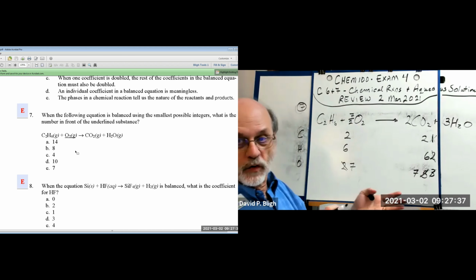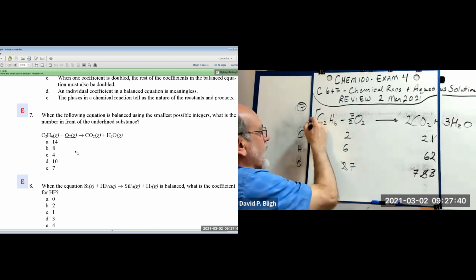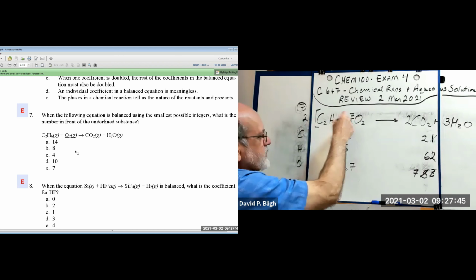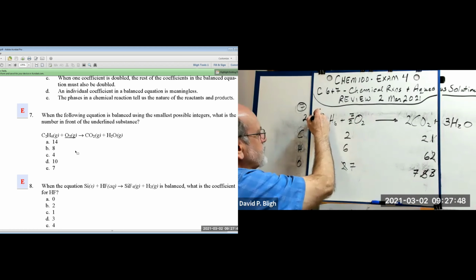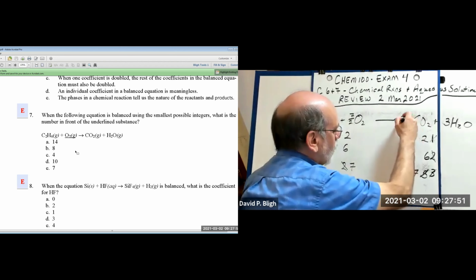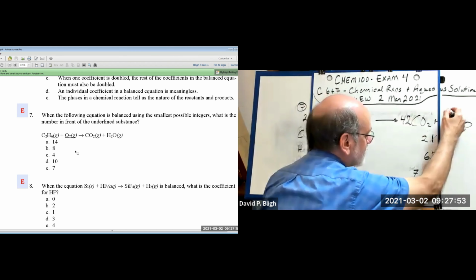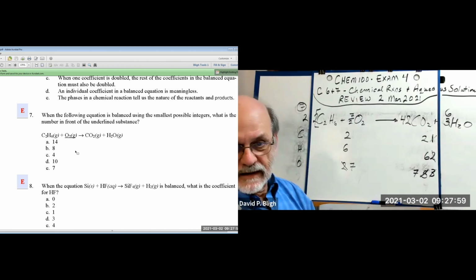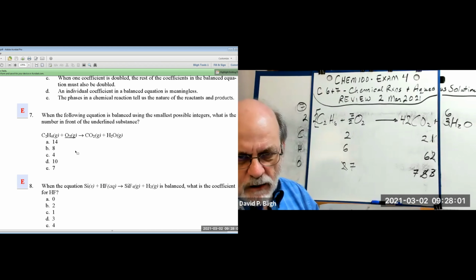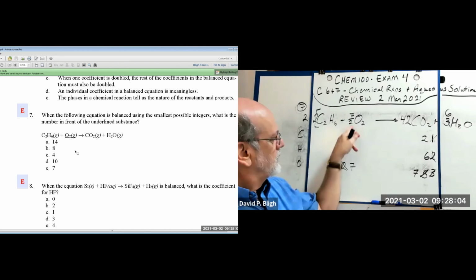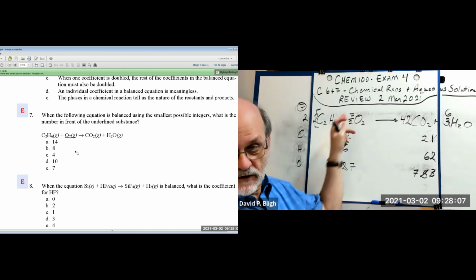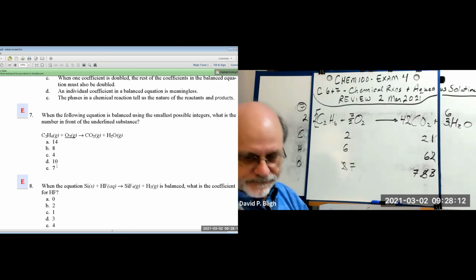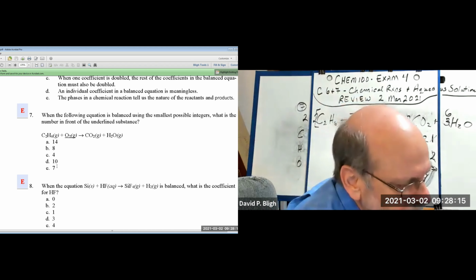Now we need to convert it to whole numbers. So we use a multiplier. You just take the denominator and put it out here, and that cancels that one and puts a 2 here and puts a 4 here and puts a 6 there. Okay? So to answer the question, what's the coefficient of the underlined one? 7. We canceled the half, so now it's a whole number 7.